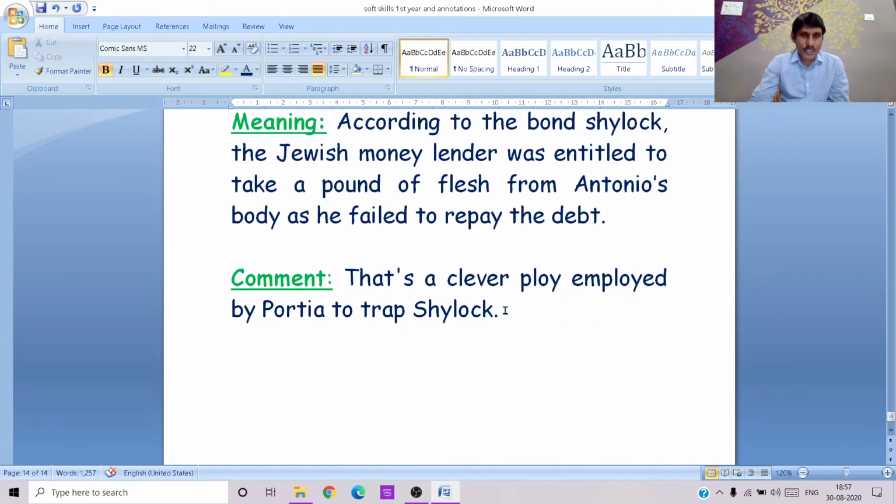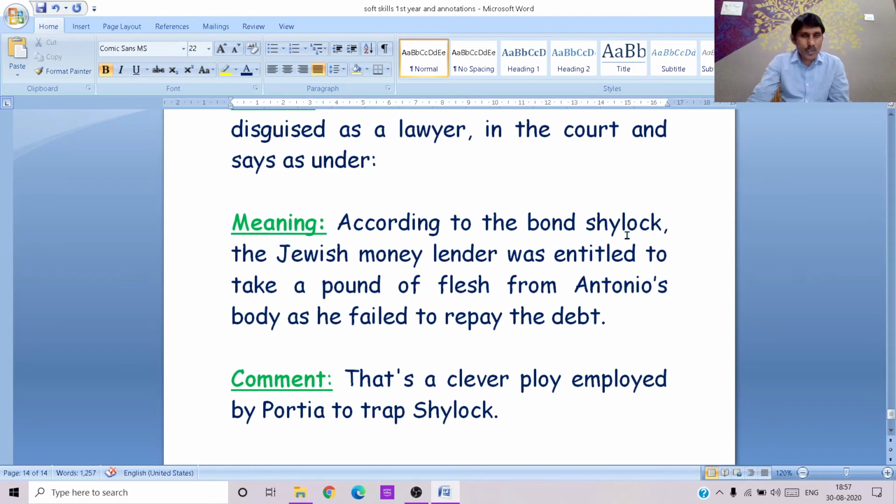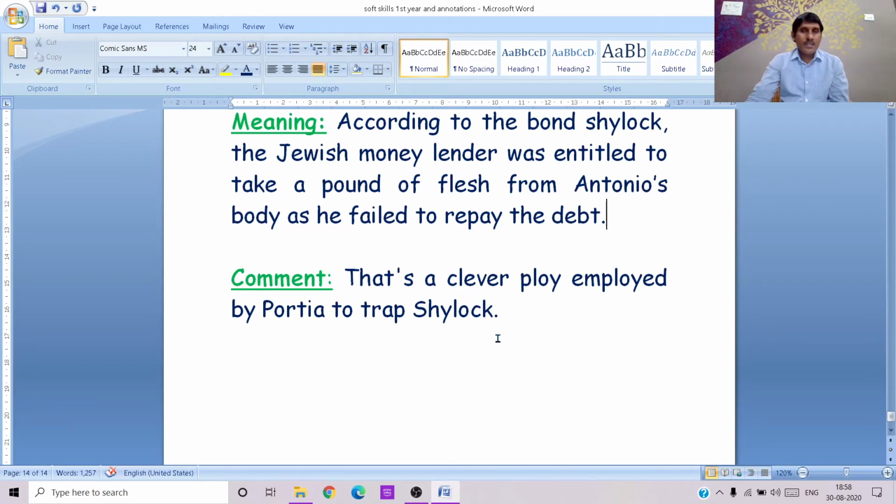So I'll come to that. I'll give you a little bit of clarity after completing this. What is the meaning? According to the bond, Shylock, the Jewish moneylender, was entitled to take a pound of flesh from Antonio's body as he failed to repay the debt. So she gives her opinion, her judgment, being a legal expert. Okay, by all means he can take the flesh because he failed to repay the debt, that 3,000 ducats. Ducat means currency.